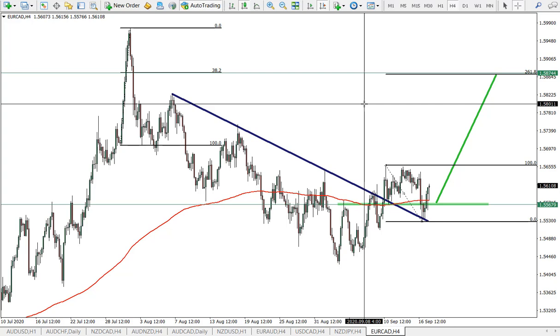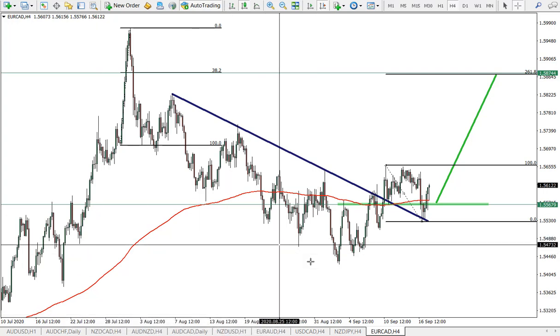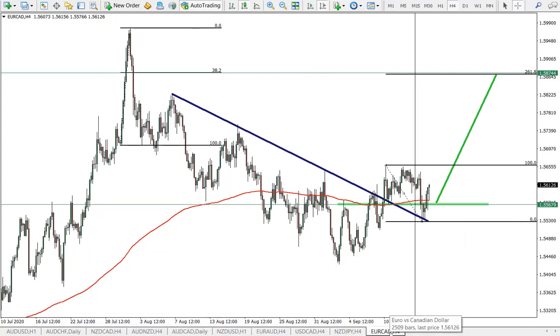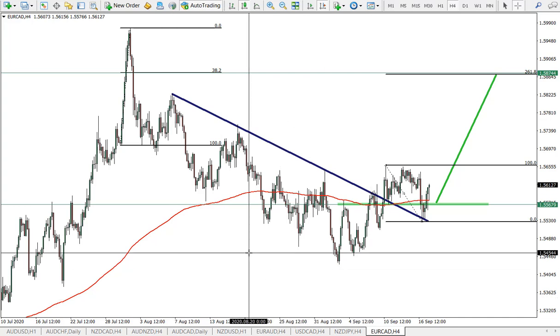And also probably I should emphasize the potential weakness of the Canadian dollar that I'm spotting across the board. This is because we already have New Zealand Canadian, Australian Canadian and US dollar Canadian. Now it's euro Canadian. So this all emphasizes the weakness of the Canadian dollar, and I think this tendency will continue. So I was very bullish on the New Zealand dollar, but now I'm very bearish on the Canadian dollar.